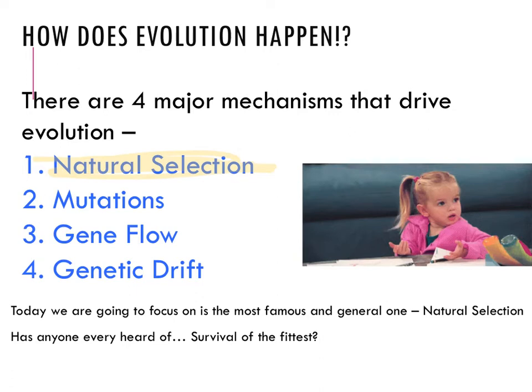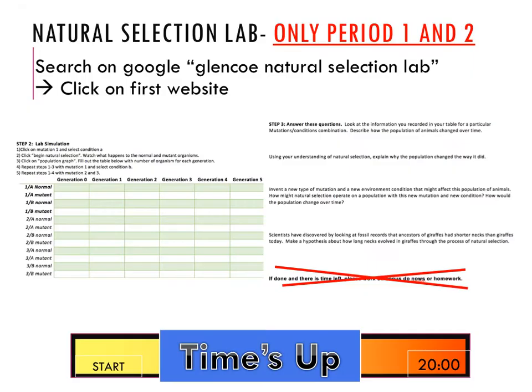At this point, make sure you get out the lab that we worked on last class. Those should be in the back of the notes section. You're going to go back to that website we were on, so you can search on Google again. I have it here as well as your paper. Glencoe Natural Selection Lab. You're going to click on that first website.